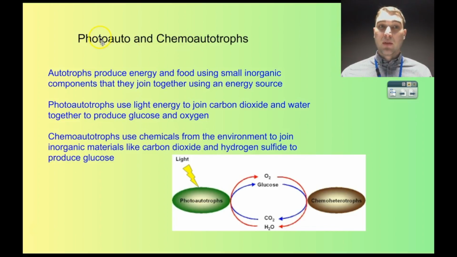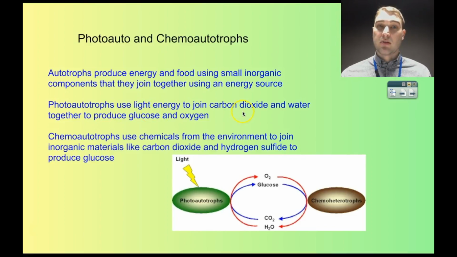So we're going to start by looking at photoautotrophs and chemoautotrophs. Now, autotrophs get energy from an outside source, and they use that to make big molecules that they can then break down for their own energy. So they use small inorganic compounds, and they build them together using an energy source to make larger organic compounds. So photoautotrophs use light energy, and we've talked mainly about photoautotrophs.